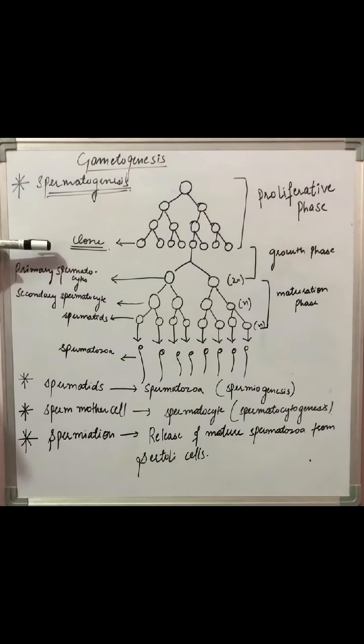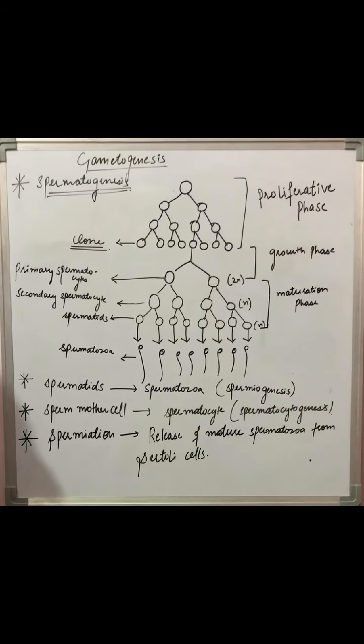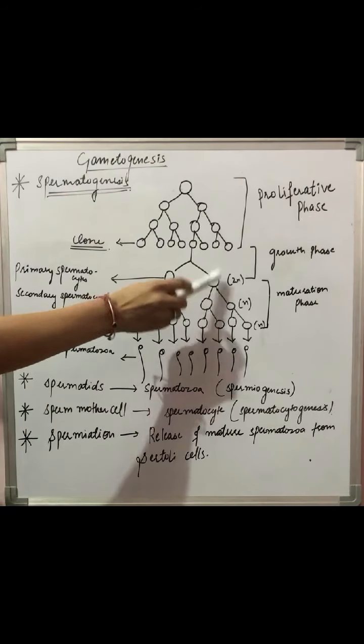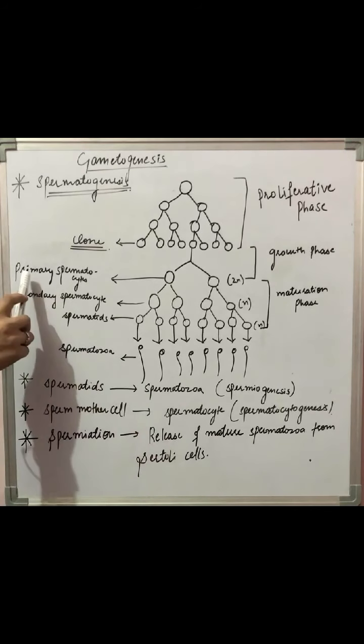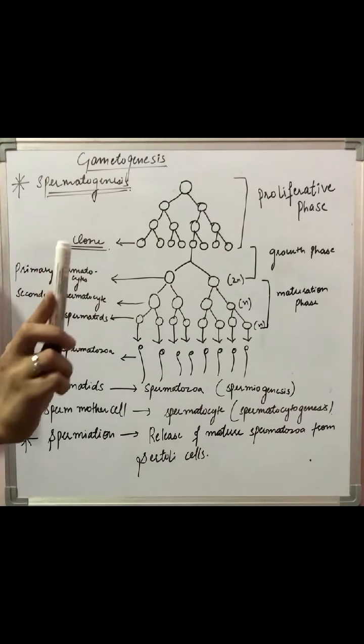We have discussed that the cells which are identical to each other are referred to as clone cells, and the phase in which these cells are formed is known as the proliferative phase. Now these cells undergo growth in which their cytoplasm increases, and that phase is called the growth phase. Now the cells have undergone the growth phase, their cytoplasm has increased and the cells are called spermatocytes. Remember, till here the cells are 2n.